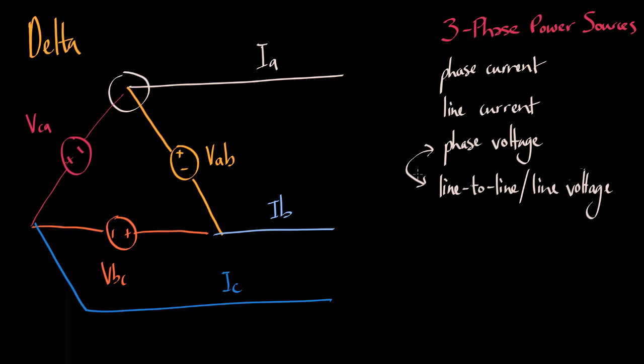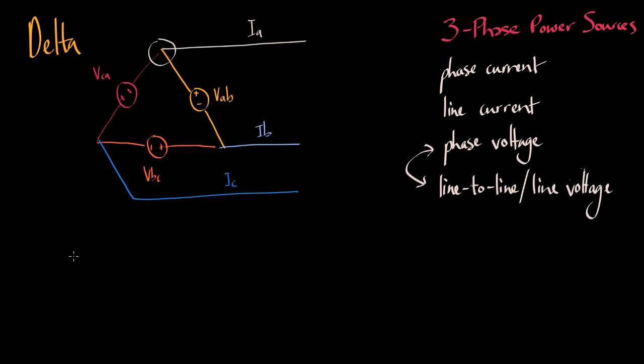This is readily apparent when you see that VAB is positioned between IA and IB. So the phase voltage across this phase will be the same as the voltage drop from IA to IB.